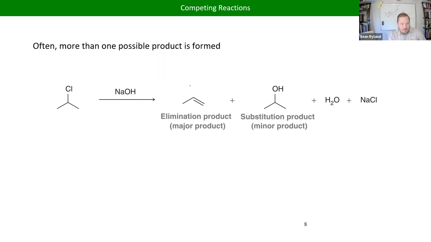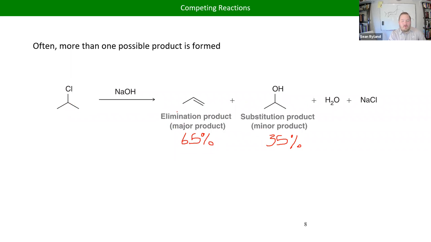If we were being careful, we would say something like, if we had a percentage, say our major product was 65% of our chloropropane turned into the elimination product, and the remaining 35% turned into the substitution product. Those should add up to one in theory, which means we're not breaking laws of conservation of mass or anything like that. We're still limited by how much reactant we start with.